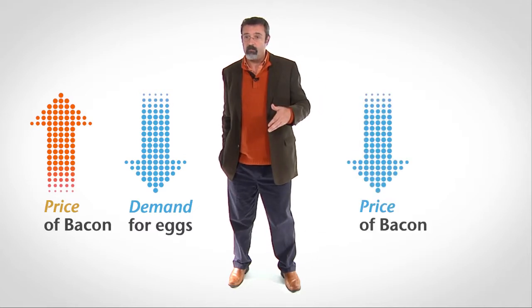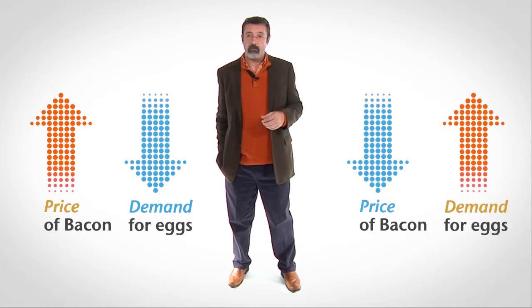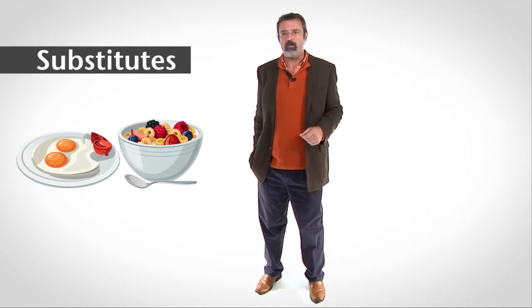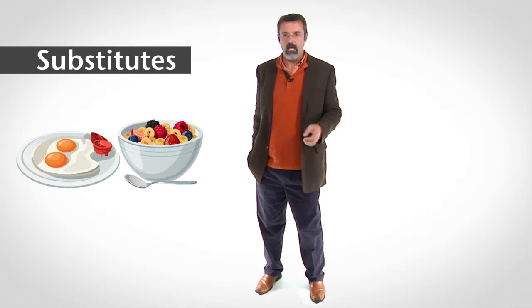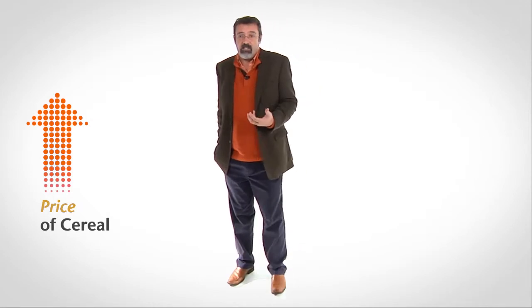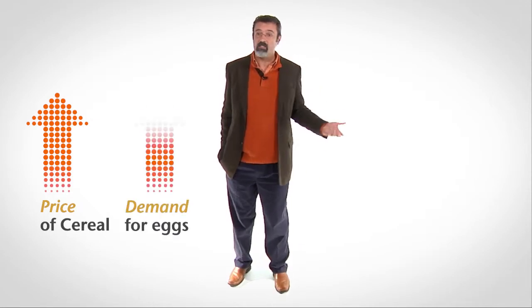The lower is the price of bacon, the greater will be your demand for eggs. Also, suppose that you usually eat either eggs or cereal, but not both. For you, eggs and cereal are substitutes, two products that you tend not to consume together. If the price of cereal is high, you will tend to eat less cereal and therefore more eggs instead.